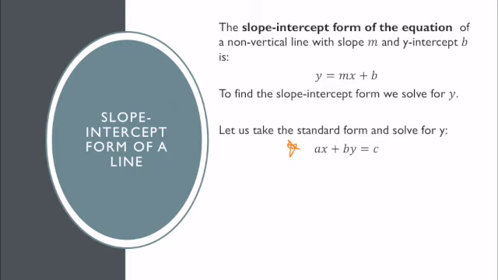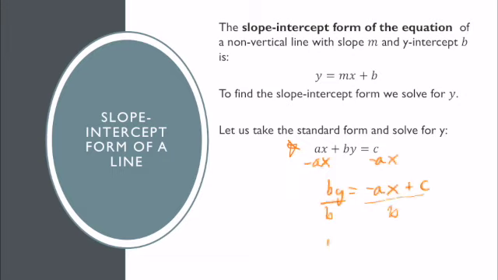So the first thing I need to do is get y all by itself. So I'm going to take negative ax from both sides. That gives me by equals negative ax plus c. And in order to get y by itself, I need to divide both sides by b. So I have y equals negative a over b x plus c over b. Let's do some not so variable heavy examples, shall we?